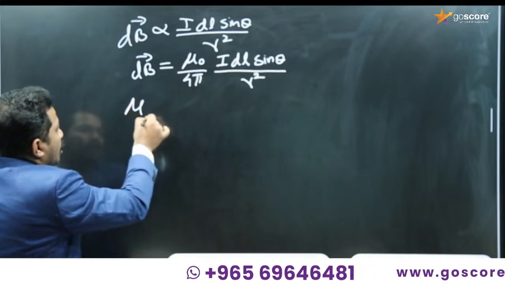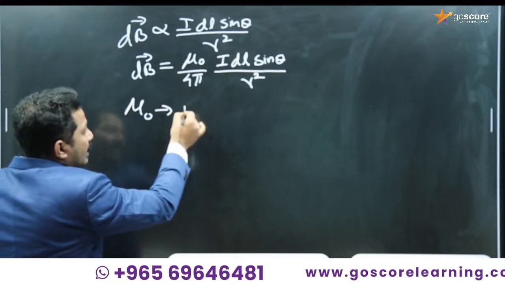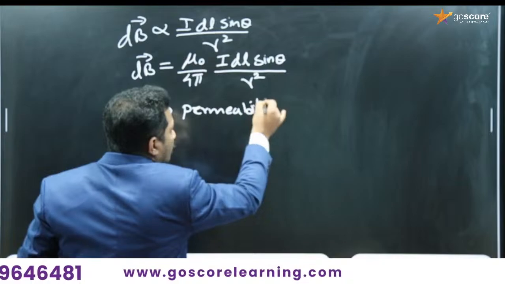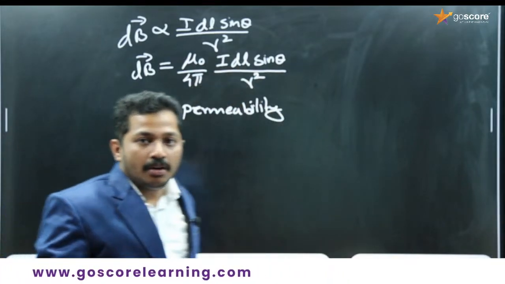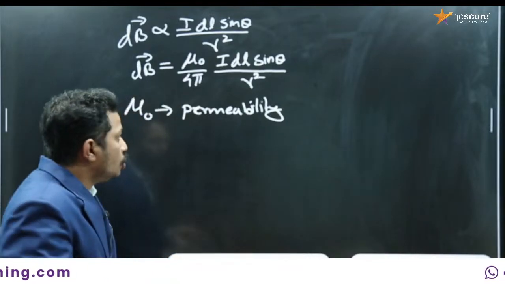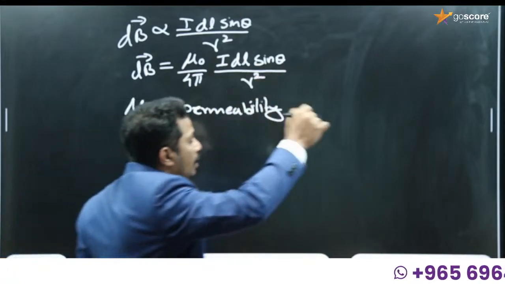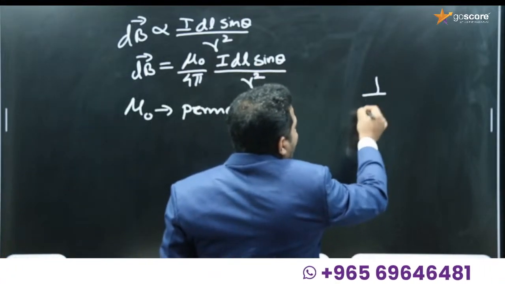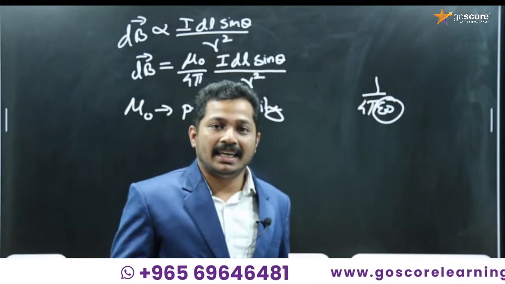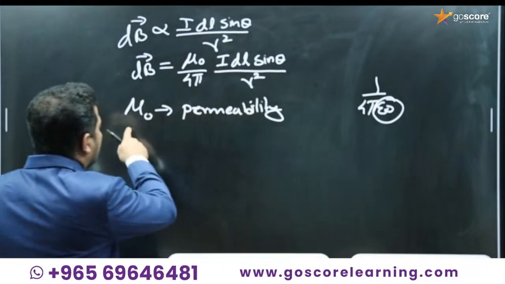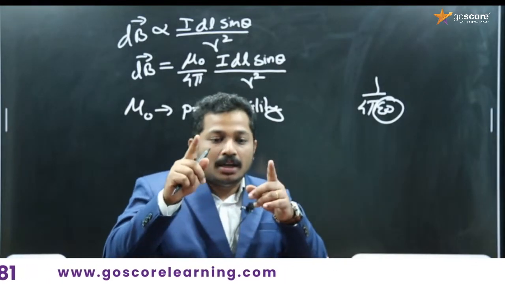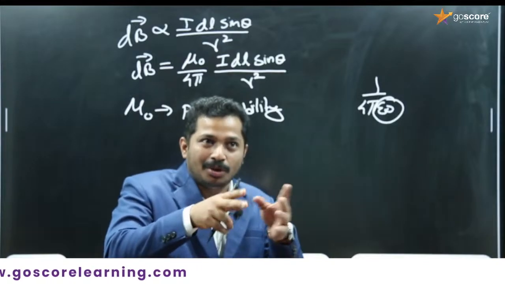So what is mu 0 by 4 pi? Here mu 0 means magnetic permeability of the medium. Here it is free space or vacuum. If you remember Coulomb's law, there is a constant 1 by 4 pi epsilon 0, and what is epsilon 0 there? It is electric permittivity, and here mu 0 means magnetic permeability. So there is a chance for you to interchange between permittivity and permeability.